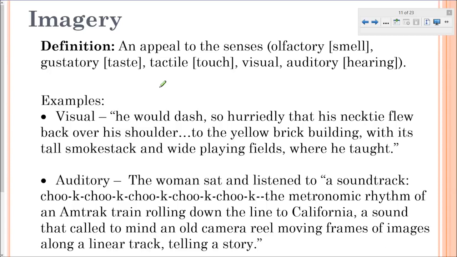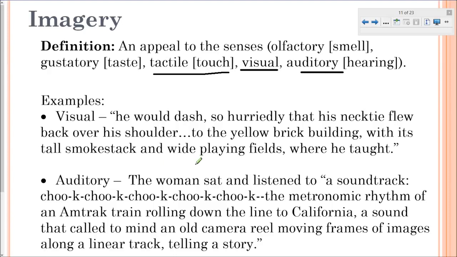So if it's a description that appeals specifically to the sense of smell, that's still imagery, but it's not, of course, going to be anything that you can see. So we've covered our three major examples that you're most likely to see: your visual, auditory, and tactile. Visual: he would dash so hurriedly that his necktie flew back over his shoulder to the yellow brick building with its tall smokestack and wide playing fields where he taught.